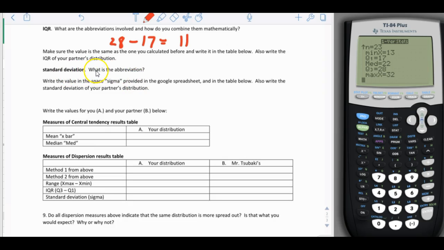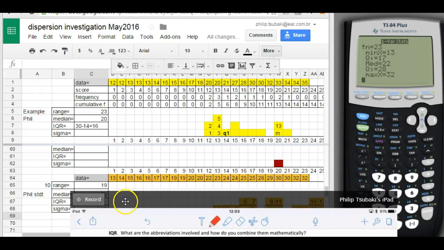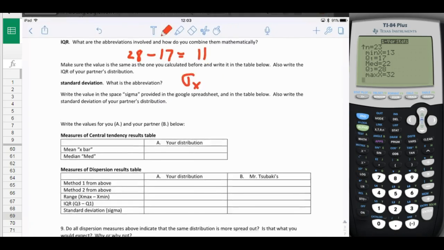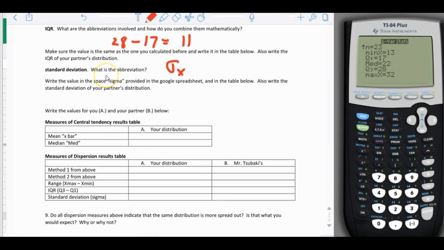And finally, standard deviation, we already did that before. It's sigma x, and the value we got was, let's see, we wrote it here. Sigma x, the value is 5.83. And then it just asks to fill in this data for your distribution and the distribution you're comparing it to, which is the teacher distribution at the top.